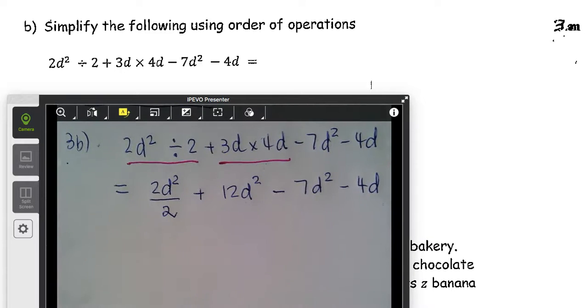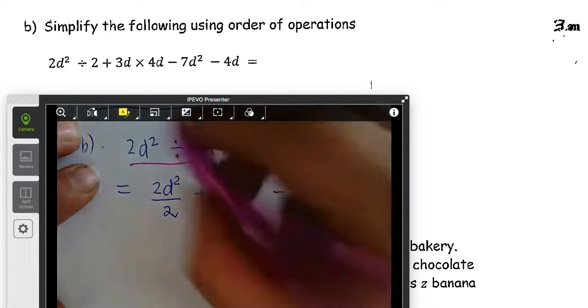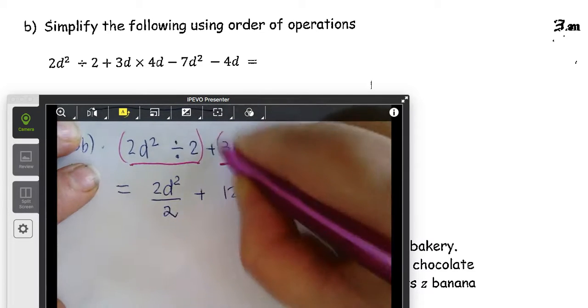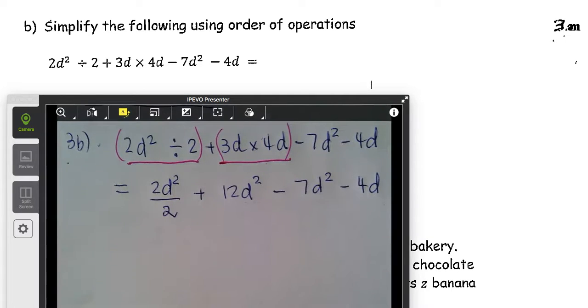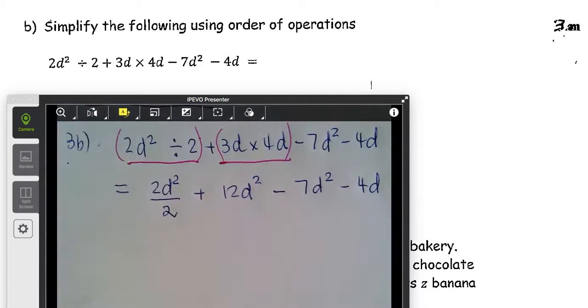So do you know what I've done? I want to put in brackets. Is it okay if I put in brackets what I want to do first? Yeah. I want to do that first and I want to do this first. So I've decided to put them in brackets myself. I must do my divide and my times before any other addition or subtractions.